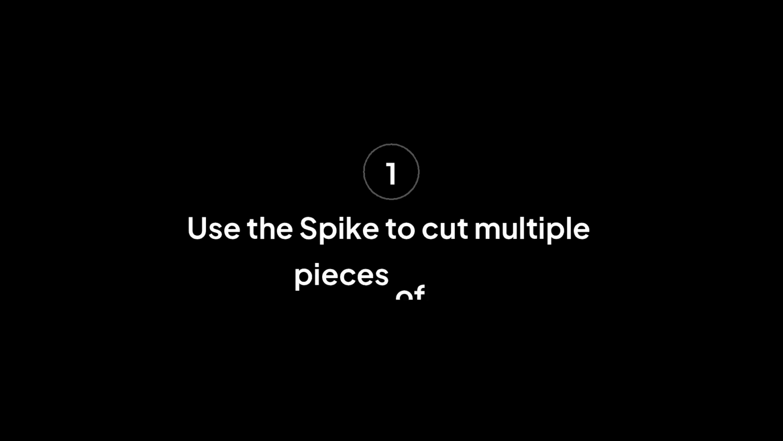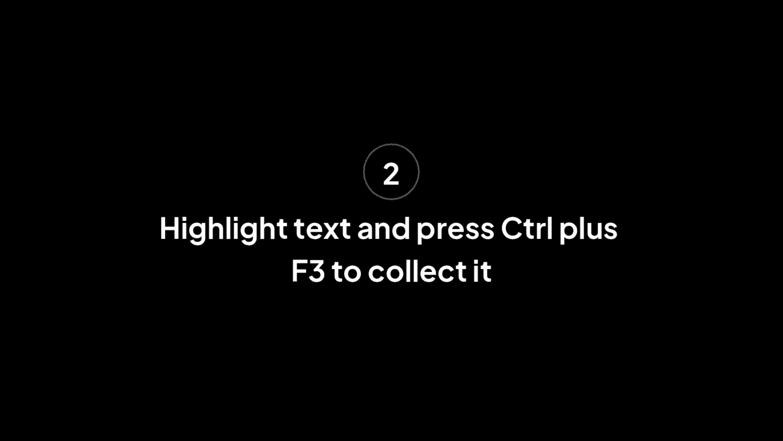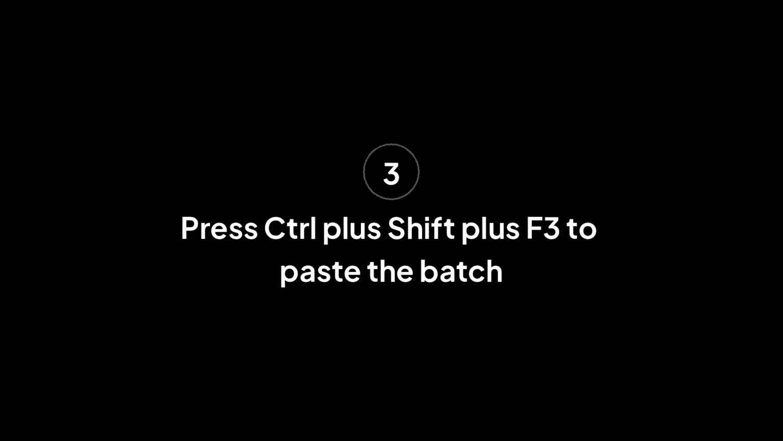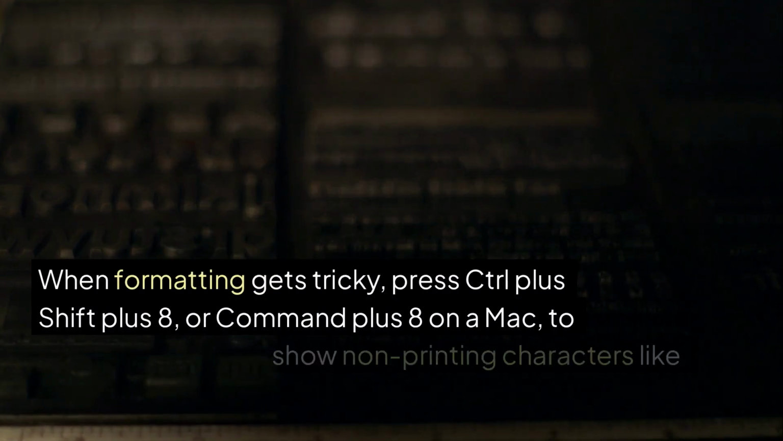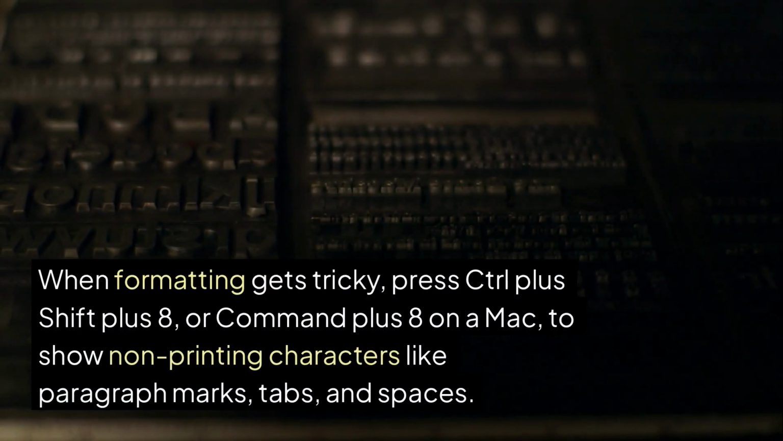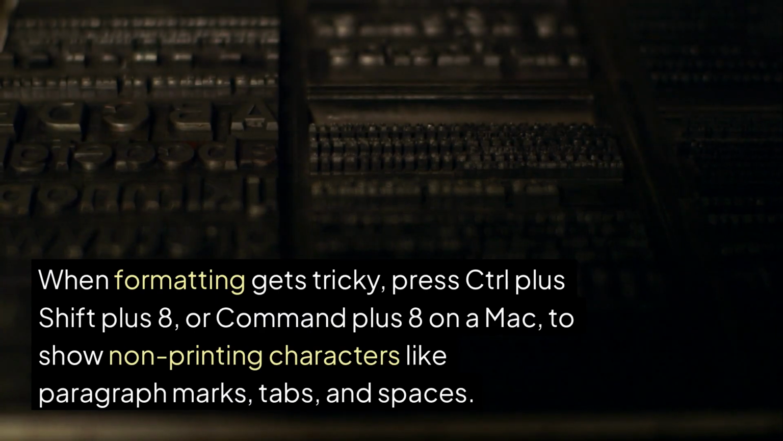Let's unlock some advanced tools and hidden features. Use the spike to cut multiple pieces of text and paste them all at once. Highlight text and press Ctrl plus F3 to collect it. Repeat as needed. Place your cursor where you want everything to go, then press Ctrl plus Shift plus F3 to paste the whole batch.